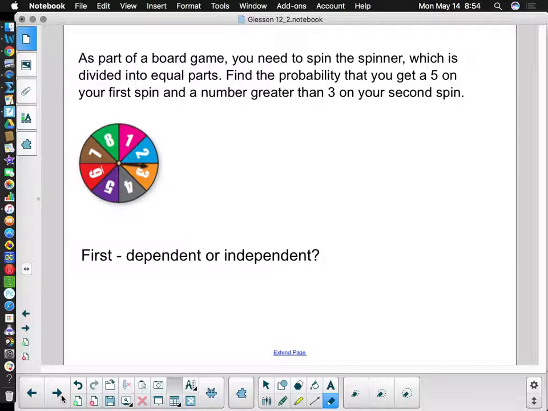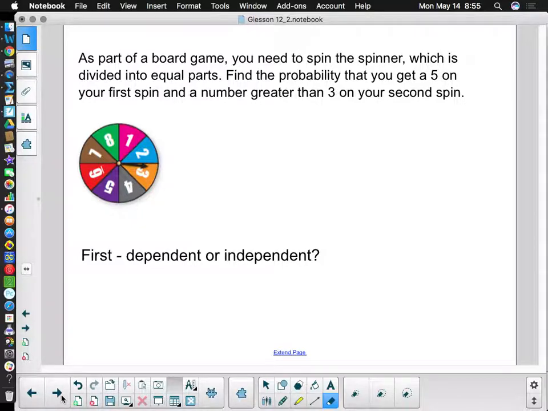As part of a board game, you need to spin a spinner which is divided into equal parts. You find the probability you get a 5 on your first spin and a number greater than 3 on your second spin. Okay? This is a standard probability problem. First off, we need to determine, are these independent events or dependent events? One way to think about that is, if I spin it the first time, does the result I get the first time eliminate possibilities for the second spin? Like if I spun this spinner and I got a 1, does that mean 1 is not possible anymore for the second spin? I have a reduced set of possible outcomes? Well, no, I don't. The outcomes are exactly the same.